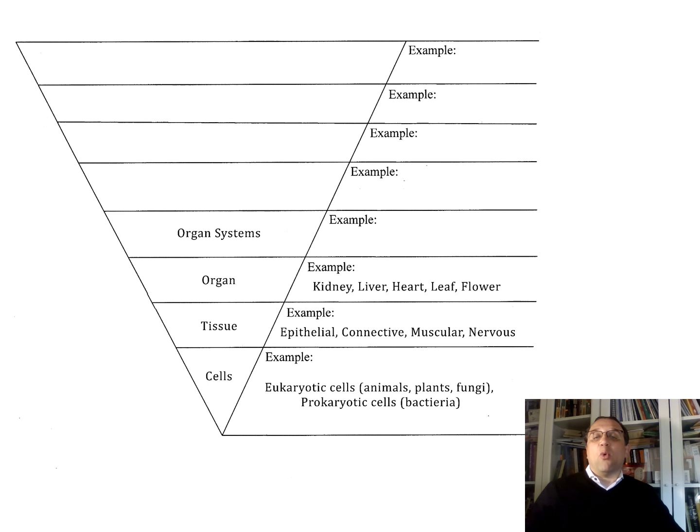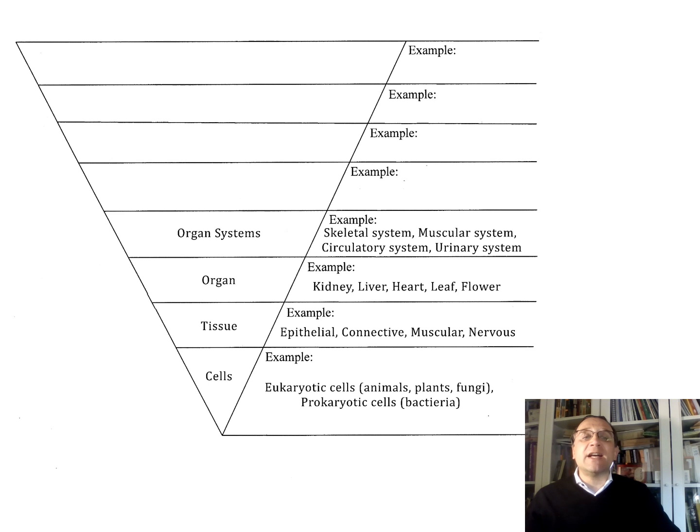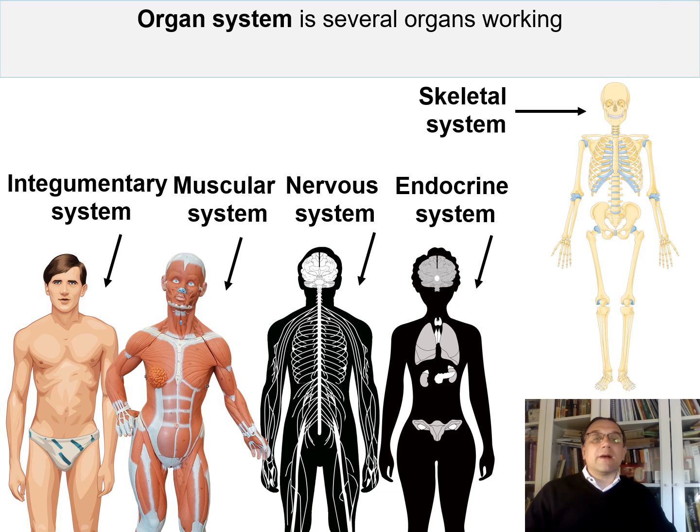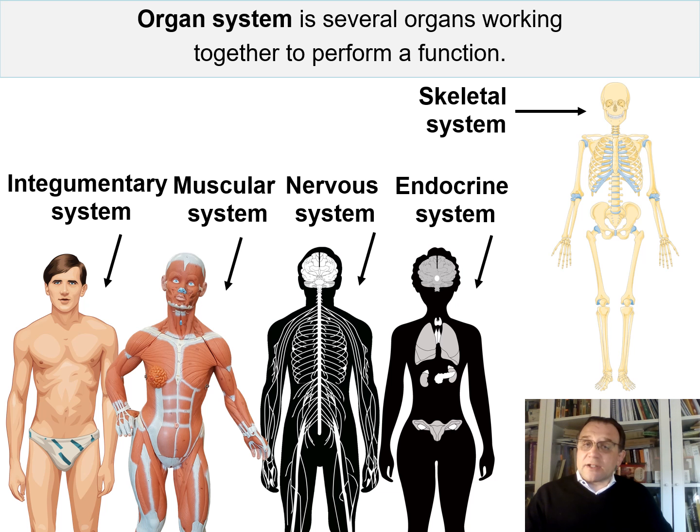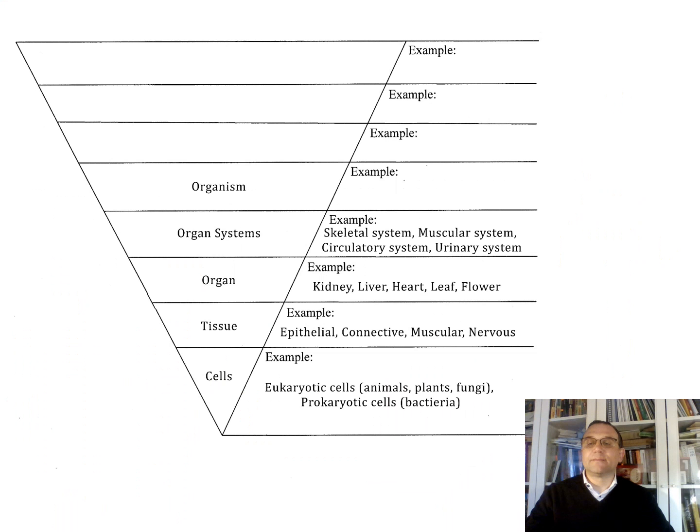Organs make up organ systems. An organ system is a group of organs arranged in such a way that together they can perform more complex functions than any organ alone. Examples are the integumentary system, muscular system, nervous system, endocrine system, skeletal system, cardiovascular system, lymphatic system, urinary system, digestive system, respiratory system, male reproductive system, and female reproductive system. Organ systems are the most complex units of the body.